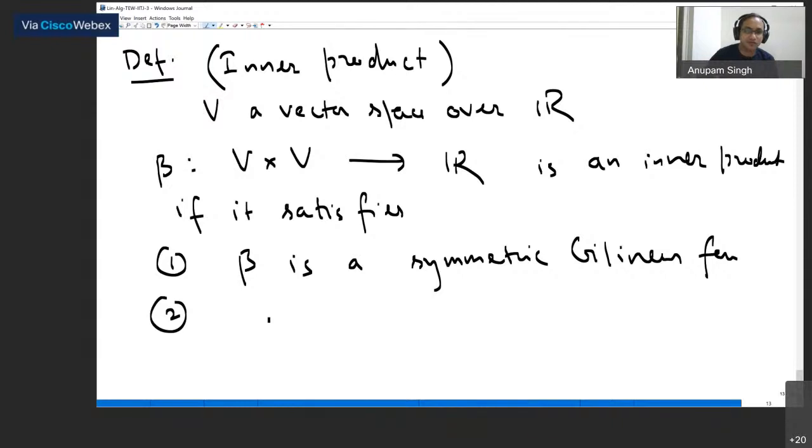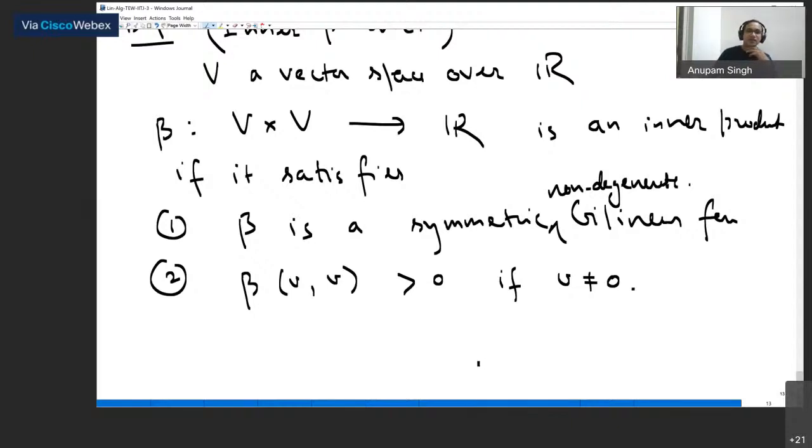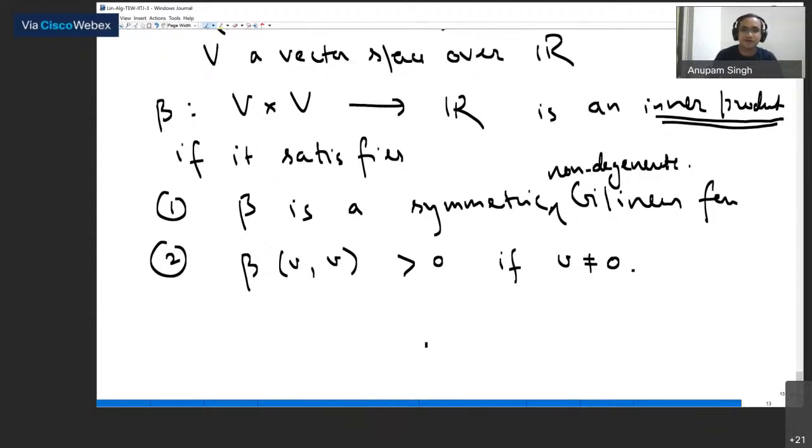Okay, so what is the meaning of positive definite? Beta of (v, v) is greater than 0 if v is not 0. I think non-degenerate follows, but for the sake of convenience, you can write beta is symmetric non-degenerate here. This means inner product is a special example of a symmetric non-degenerate bilinear form. If you remember, I said that there are many possible symmetric bilinear forms over real space, but this is something special. It has this extra property here.